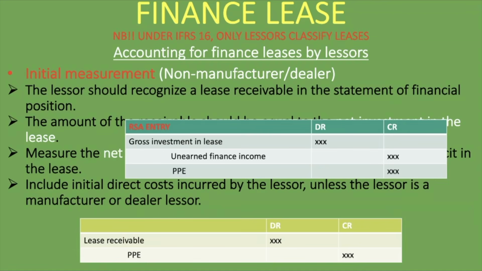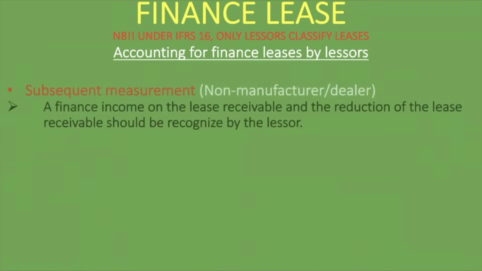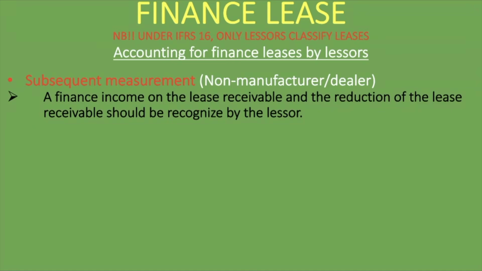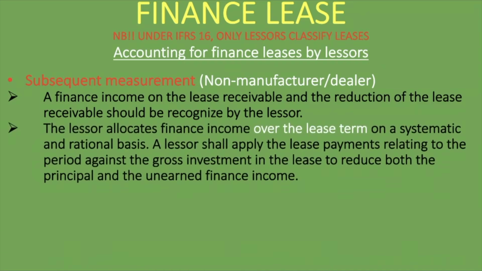Now that we've measured the finance lease from the perspective of the lessor initially, how do you subsequently measure it? Well, here it is. A finance income on the lease receivable, and the reduction of the lease receivable should be recognized by the lessor. So remember, when the lessor leases out this asset, obviously it's going to earn interest. So we have to recognize the finance income or the interest income on the lease receivable and the reduction of the lease receivable. So remember, we'll be receiving money from the lessee at specific periods, all right? So whether that's monthly or quarterly or annually, whatever the case may be, you will have to reduce the lease receivable with that.